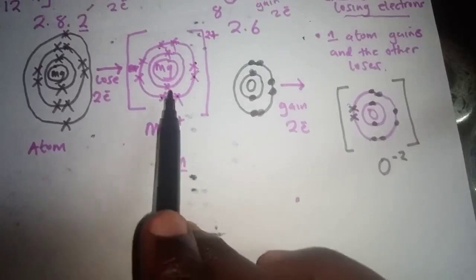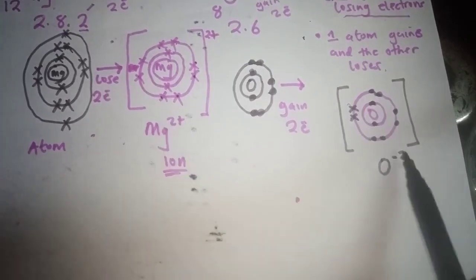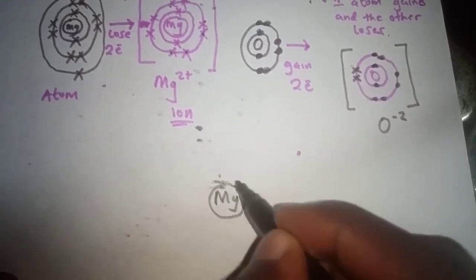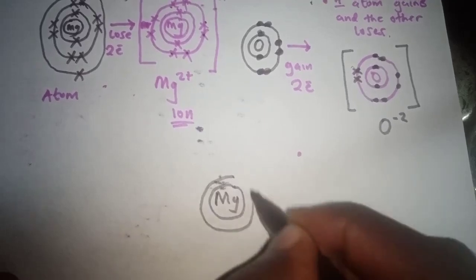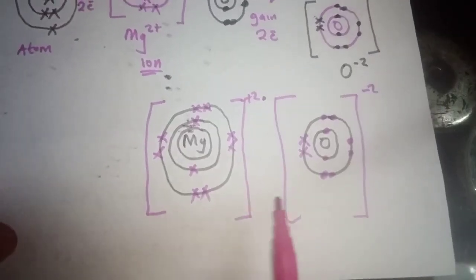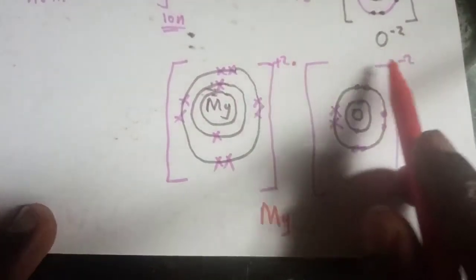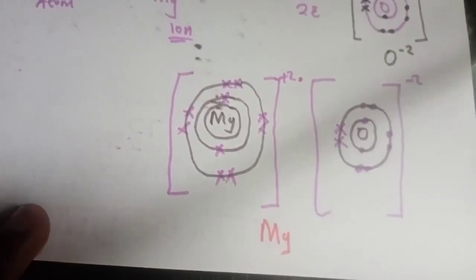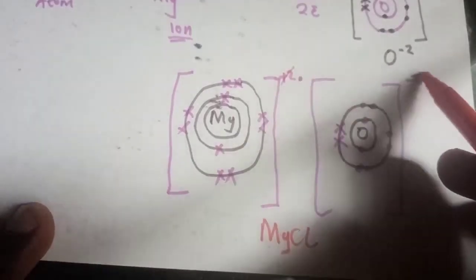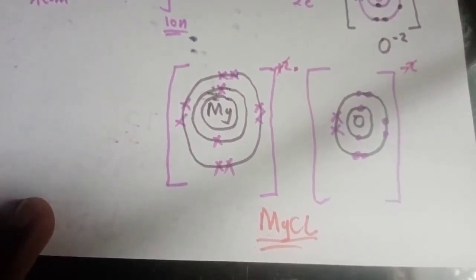So what happens, these two ions that have been formed, they will attract each other. Why? Because this is a positive, this is a negative, so they are going to attract each other. They are going to come together. Since their charges are opposite, they attract together, then they form magnesium what? Magnesium chloride. These charges just cancel since they are the same, so you get the compound. So this is how ionic bonding basically takes place.